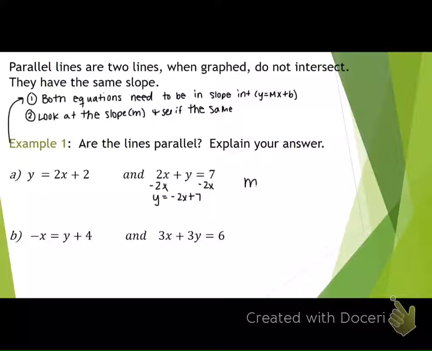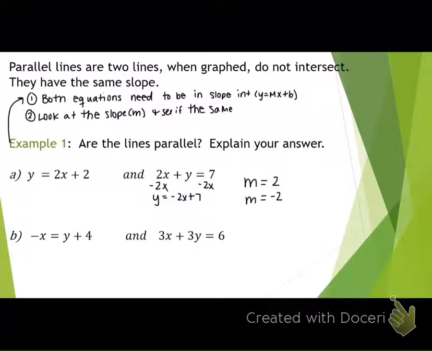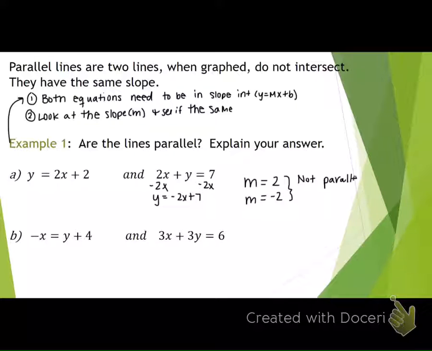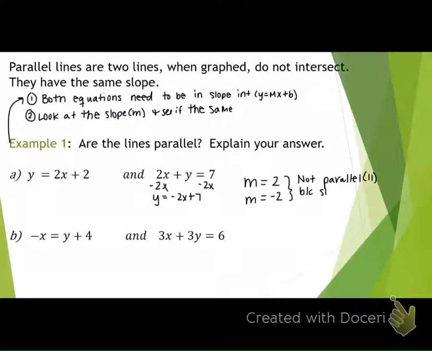So we have an m of 2 and an m of -2. Are those parallel? No. Are those the same slope? No. One is positive and one is negative. So it is not parallel. Parallel can be abbreviated with two lines that look parallel, because the slopes are not the same.